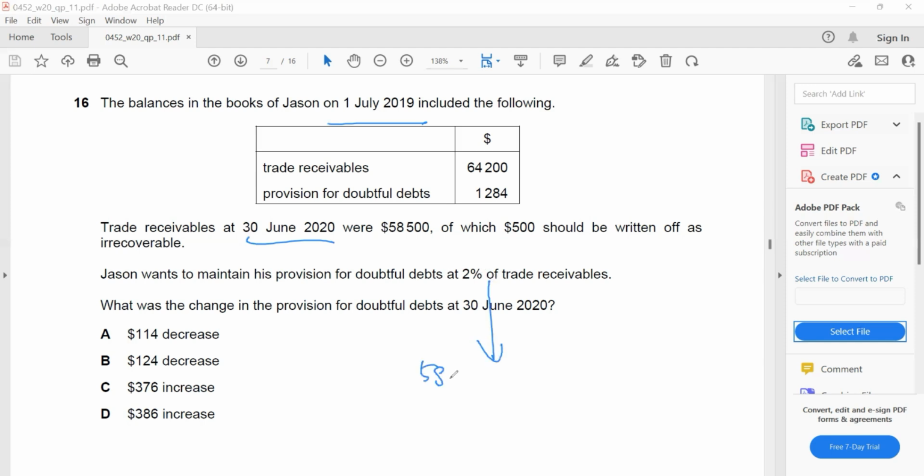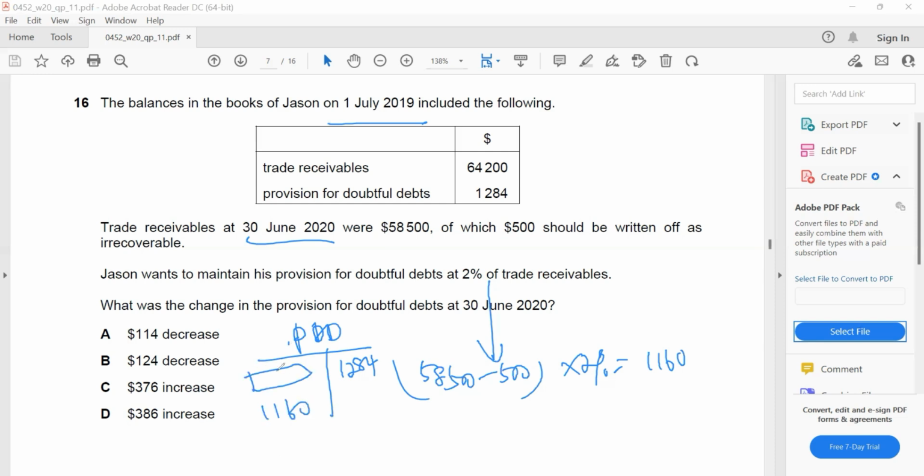Take the 58,500 minus 500 times 2%. So we get 58,000 times 2 divided by 100, which is 1,160. So this is the information that we get. What was the change in the provision for doubtful debt? So the balance brought down is 1,284 here. End of the year balance carried down is 1,160.